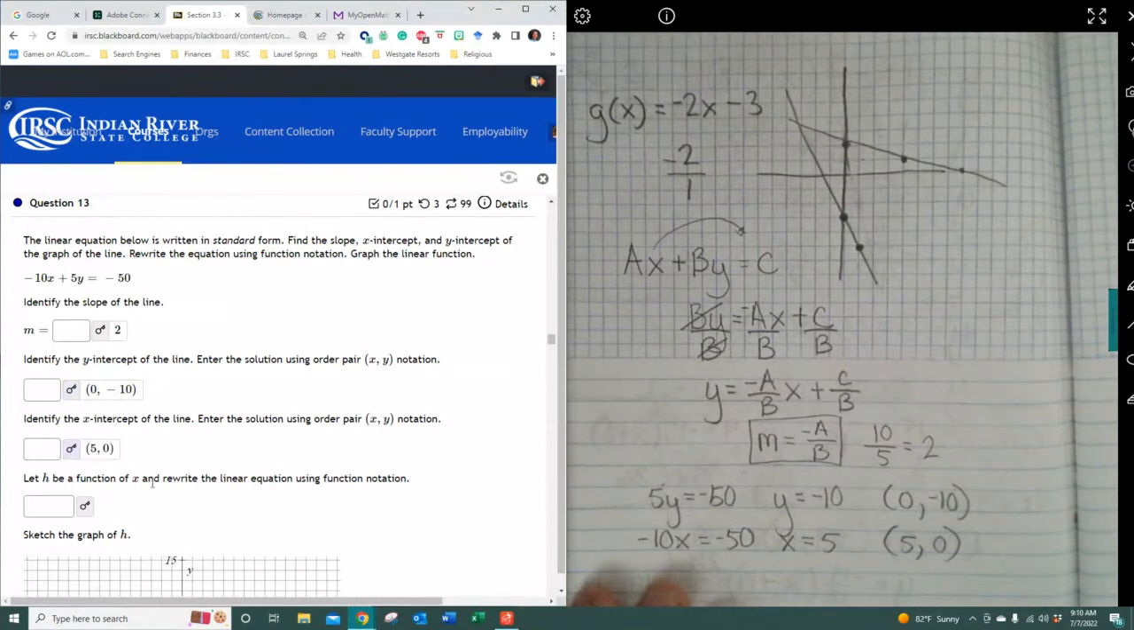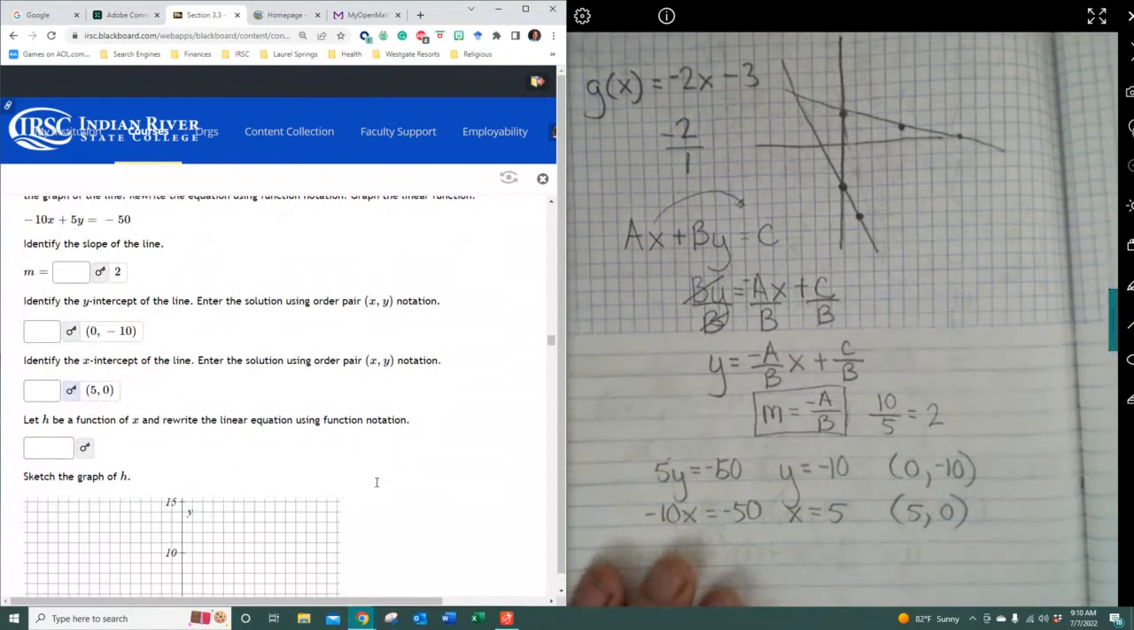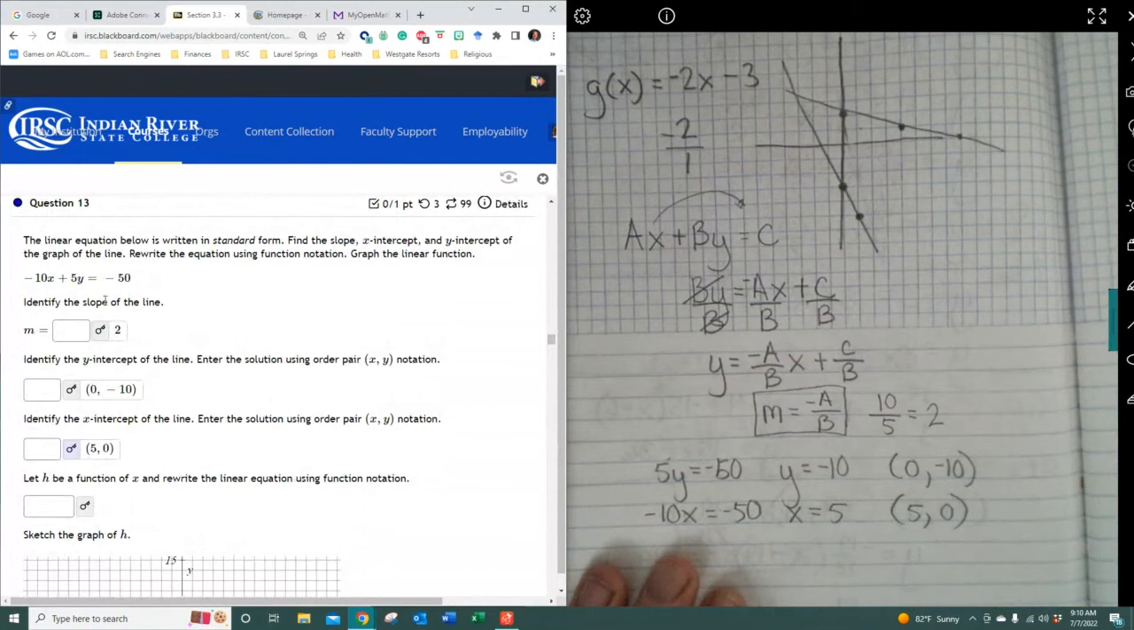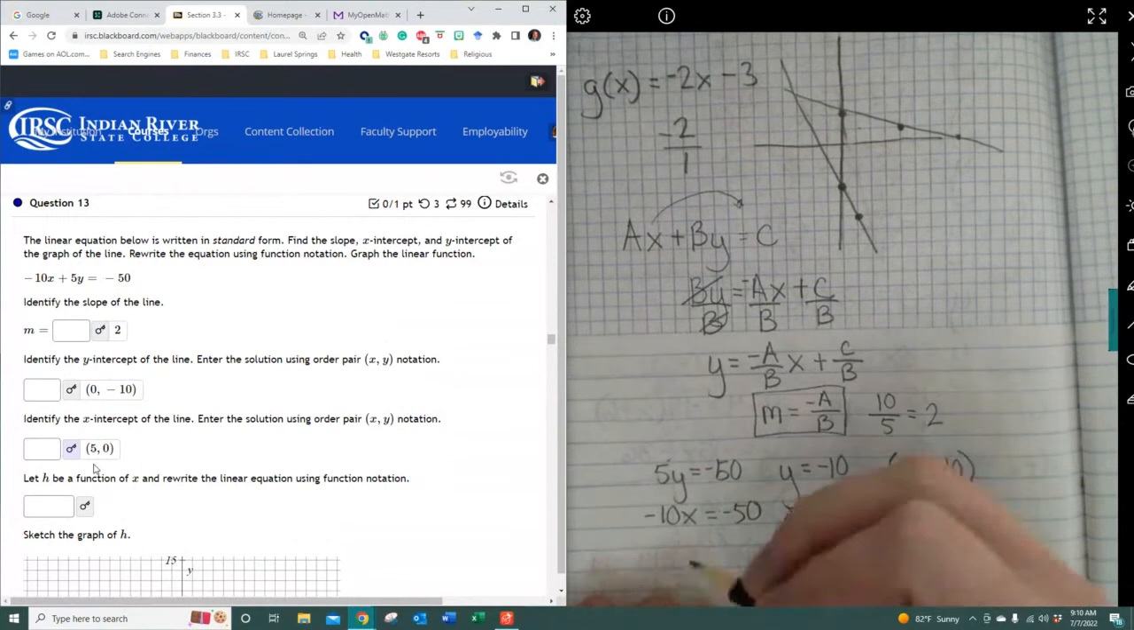Now let h be a function of x, and rewrite the linear function or equation using function notation. So now the thing is that we don't have, or wait a second, we have all the pieces. We have the y-intercept and we have the slope. So they want us to write it in function of h.